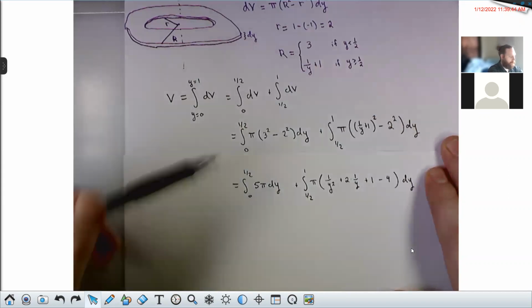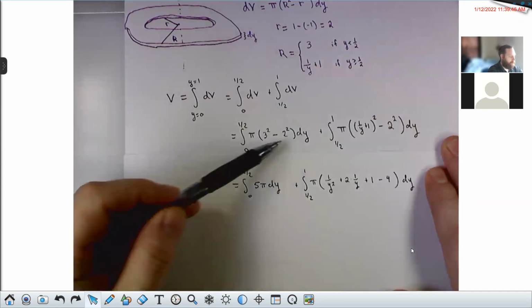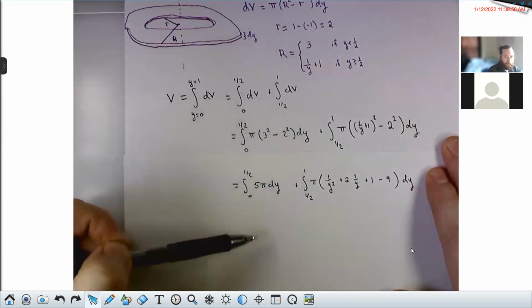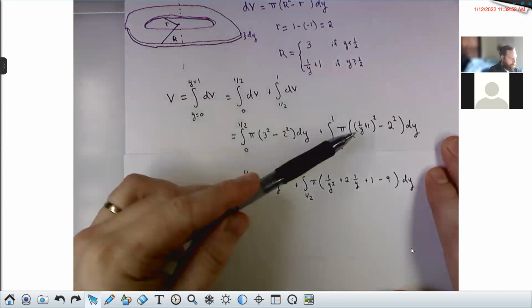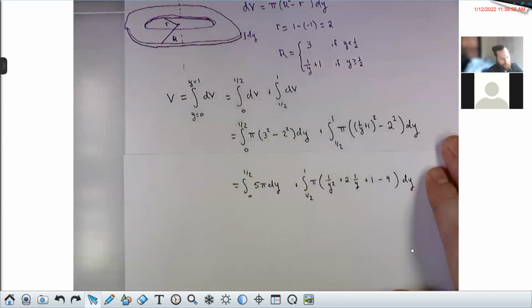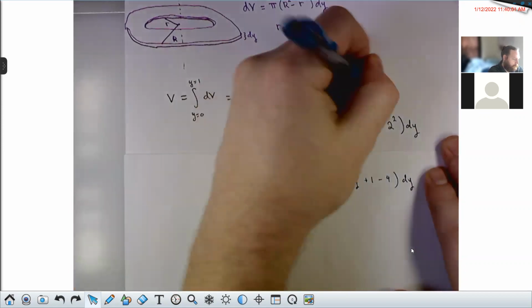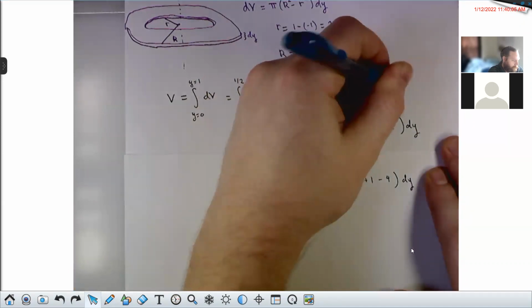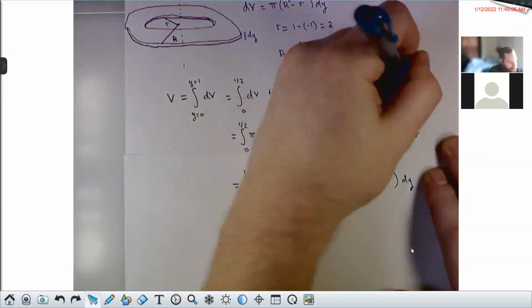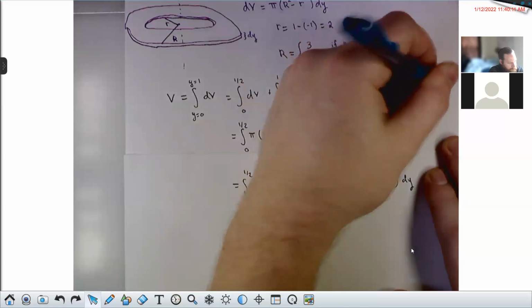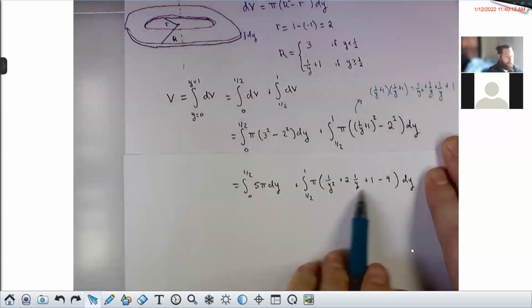So all I did going from here to here is clean up these constants. This is 9 minus 4 is 5. Pi times 5 is 5 pi. And then here I FOILed out 1 over y plus 1 all squared. I can be more explicit about this if you want. This is 1 over y plus 1 times 1 over y plus 1, which is 1 over y squared plus 1 over y plus 1 over y plus 1. Gives me these 3 terms here.